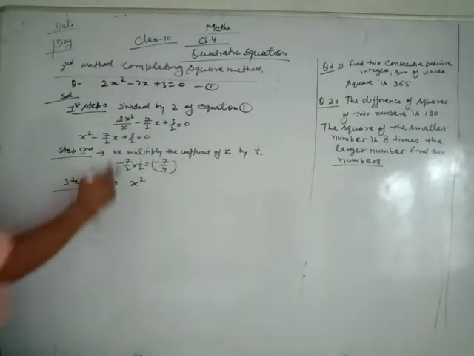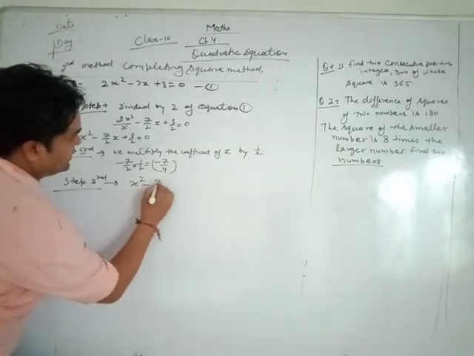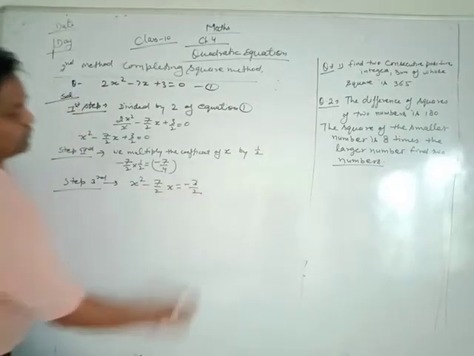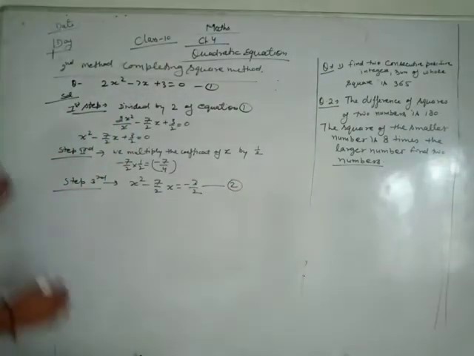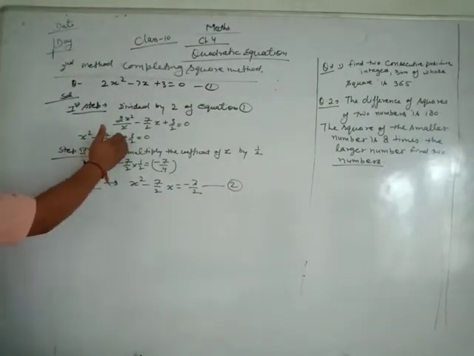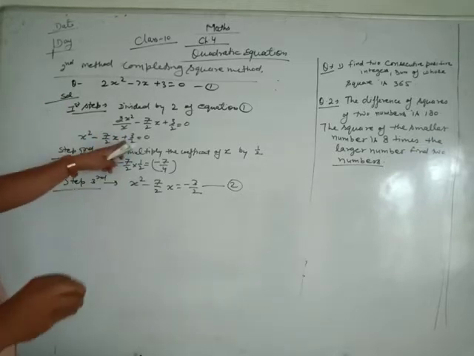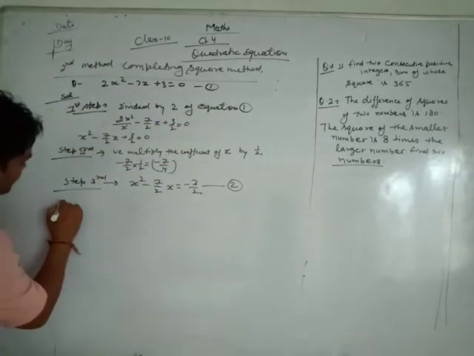Take the right side, the transpose of the constant. It means 2x equals minus 3 by 2. It is equation 2. Clear? Transpose means any digit, any number in the constant, we will transpose it and take it to the right-hand side. Then step 4.